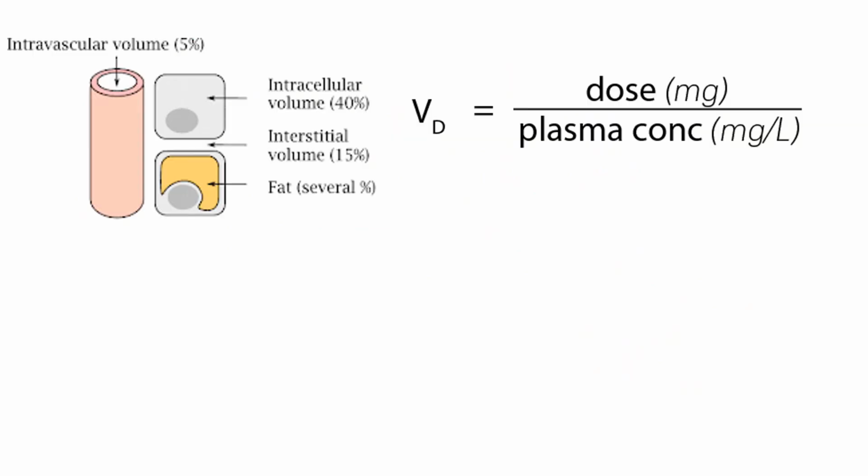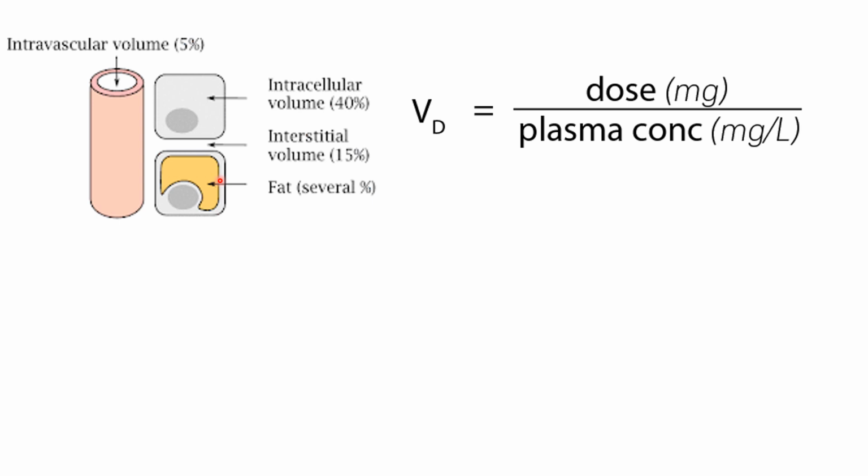In order to understand that each drug has a different volume of distribution, you have to figure out something. Once you give the drug, the features of the drug will determine whether it's going to stay inside the intravascular compartment, or whether it's going to distribute elsewhere to the intracellular or interstitial compartment, or whether it's going to bind fat. All that depends on the characteristics of the drug.